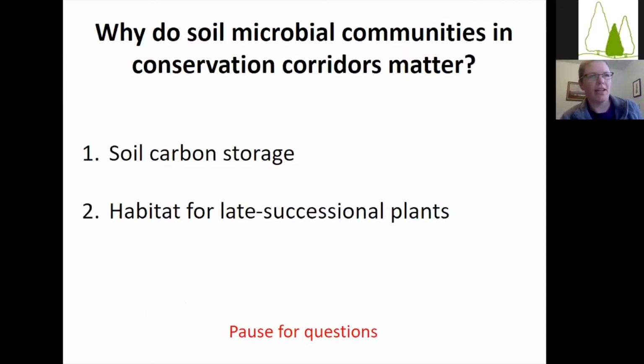So in the next part of my talk, I'm going to get into why soil microbial communities matter in conservation corridors. It seems like these plant communities establish, but what benefits can restored soil microbial communities provide? One of those benefits has to do with soil carbon storage, and another has to do with habitat for late successional plants.